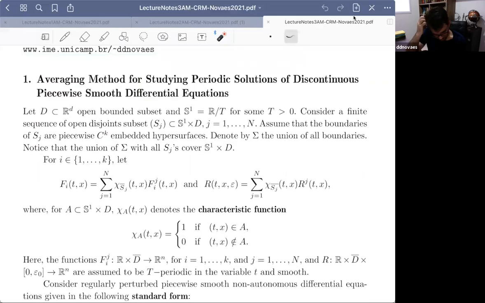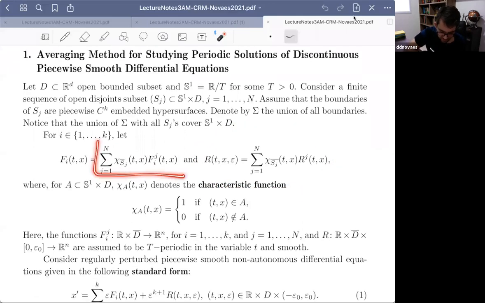Well, so we also consider functions f_i and r given by this sum. Here I'm assuming that f_i is the sum from j equal to 1 up to n of the characteristic function of the closure of S_j computed at Tx, multiplied by a function F_ij, the same thing for the remainder. So what does this mean?